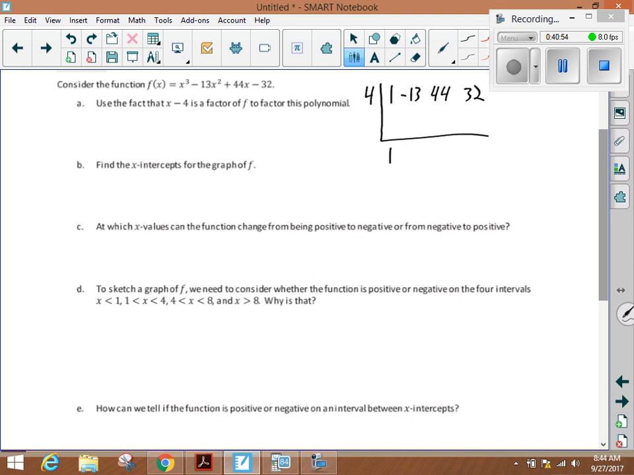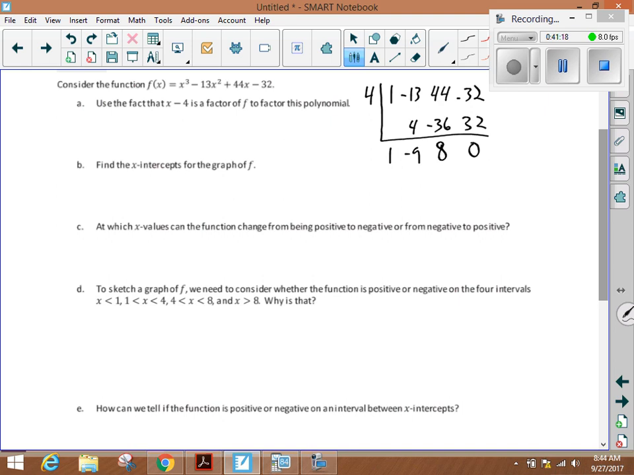Alright, 4 times 1 is 4, and then we get negative 9, negative 36, and then we get 8, and then I would really like that to be negative. What did I do wrong? Well, that's a negative 32, there we go. So that's 32, and that's 0, and that's what I really wanted. I needed there to be absolutely no remainder.